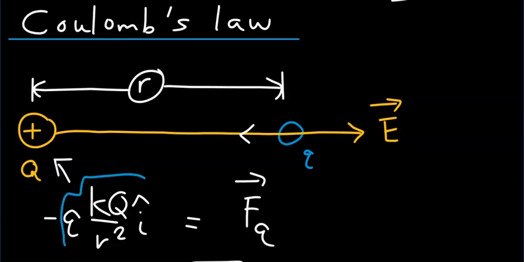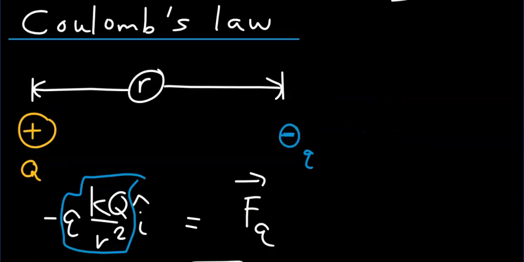So this expression, little q K capital Q over R squared, is the magnitude of force that this charge experiences due to the field created by that charge. Now let's reverse the roles. Now let's look at the force that this capital Q experiences due to the electric field due to this little q. The electric field that little q produces will be in a direction that is inward towards that little negative charge, and it's going that way.